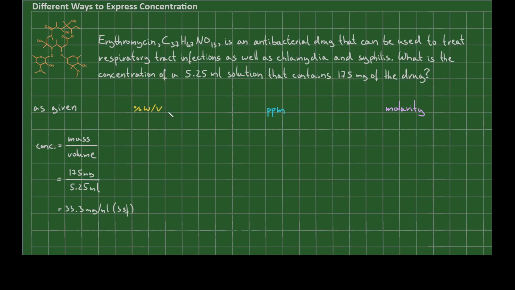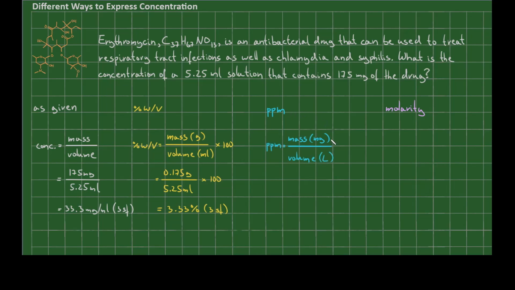Next, I'm going to express the concentration as percent weight volume. This time I have to be careful. The mass has to be in grams and the volume has to be in milliliters. This means that my 175 milligrams become 0.175 grams divided by 5.25 milliliters, and the whole thing is multiplied by 100. And that will give me 3.33%.